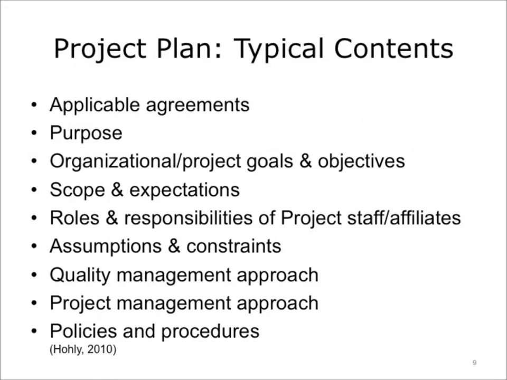A typical project plan formalizes the following: agreements between the employer, the project team, contractors, and anyone else affiliated with the project. The project's primary purpose. Organizational, institutional, and project goals and objectives as to their relationship to the project's outcomes. Scope and expectations. Roles and responsibilities of project staff affiliates. Assumptions and constraints. Quality management approach. Project management approach. And policies and procedures that must be adhered to for the project's success.